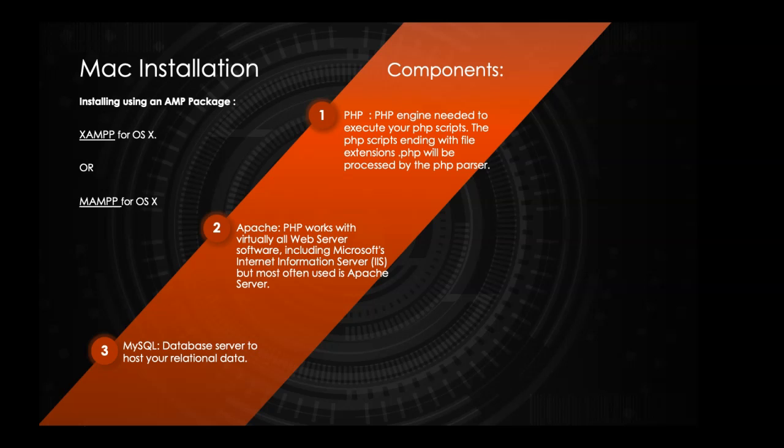This environment setup can be achieved in two ways. One is installing each of these components individually, but that might be a little tedious and confusing for beginners. So the easiest way is to opt for an AMP package. There is a XAMPP package for OS X. Also, something very specific for OS X is MAMP. MAMP has a couple of versions, one is a free version, and another one is a paid version. For this tutorial, we'll stick to the XAMPP installer.